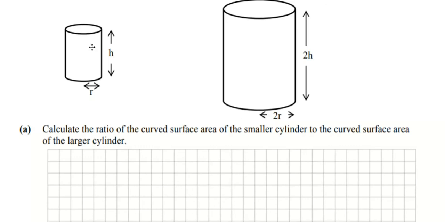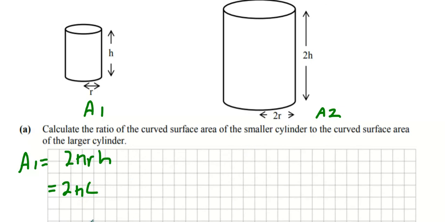Now, two ways of doing this, alright? The first way you can do is curved surface area is 2 pi RH, alright? So for the smaller one, we'll call this area 1 for the curved area of the small one, and area 2 for the curved surface area of the second cylinder. So what you could do is A1 is 2 pi RH, because R is the radius, H is the height. For the second one, it's going to be 2 pi, the radius is 2R, and the height is 2H. So in this case for A2, it's going to be 2 by 2 by 2, which is 8 pi RH.